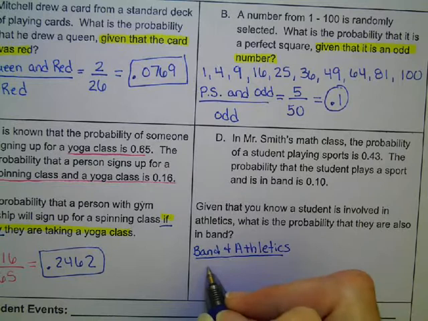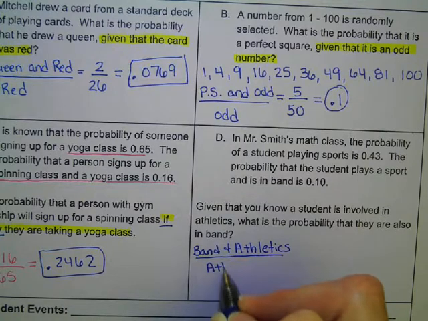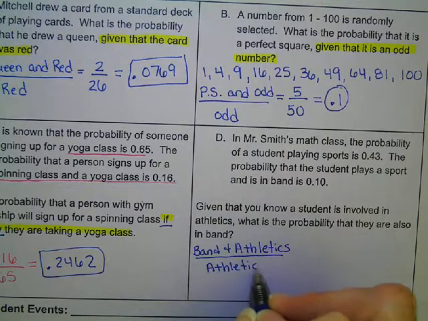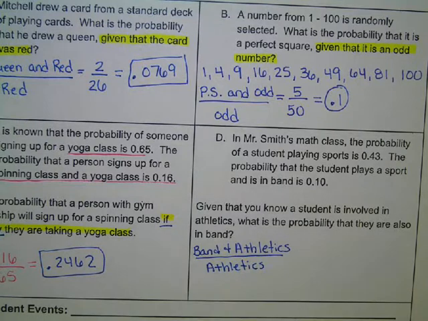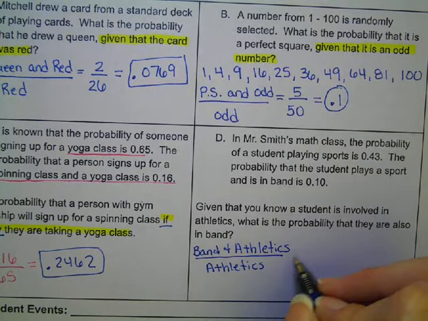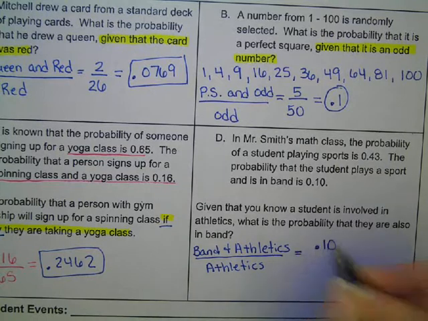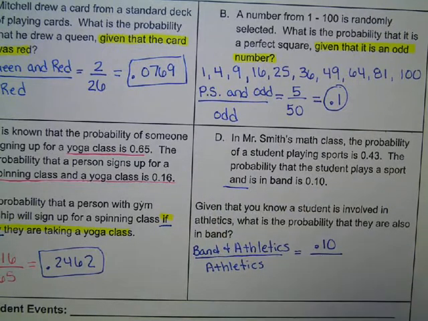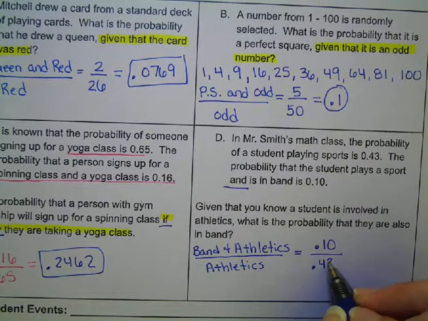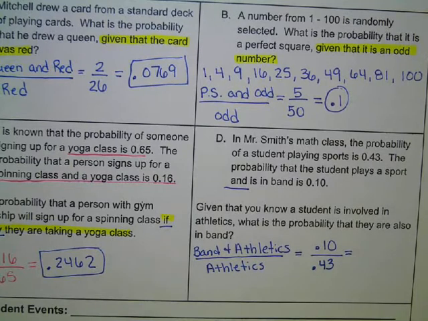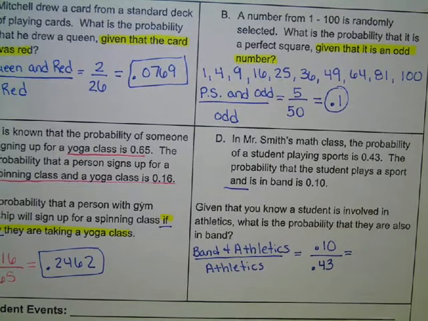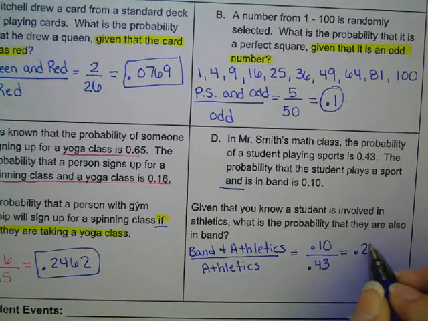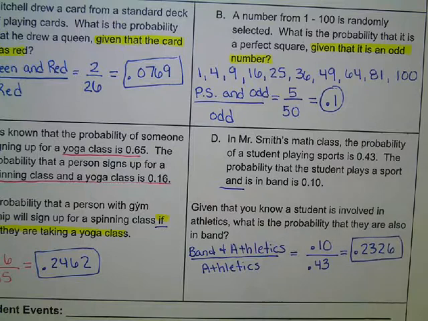And probably a mistake on our part, we called it sports and then we changed it to athletics, but we mean the same thing there. So 0.10 was to show they're in band and athletics, and then divided by sports or athletics, which was 0.43. 0.10 divided by 0.43 equals 0.2326. Again, we're rounding to two decimal places when we get done.